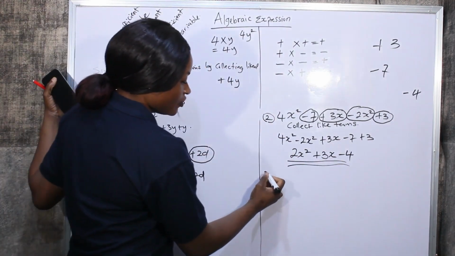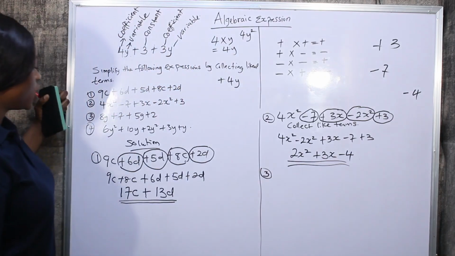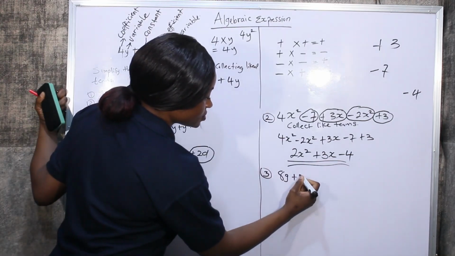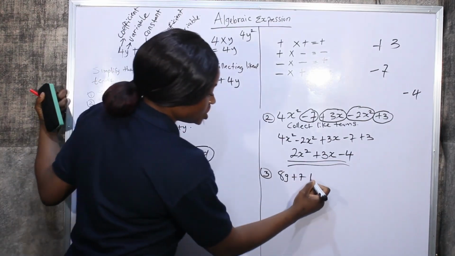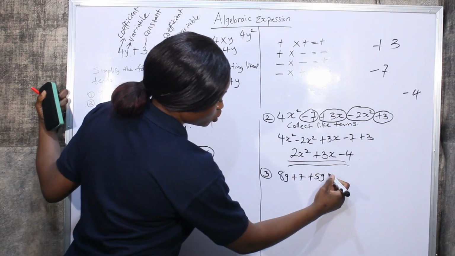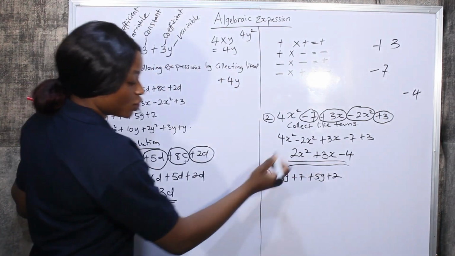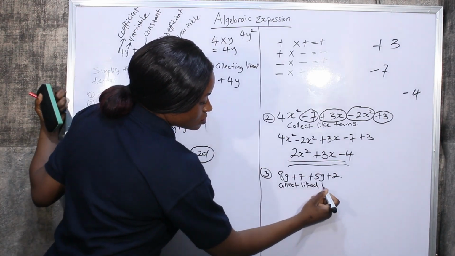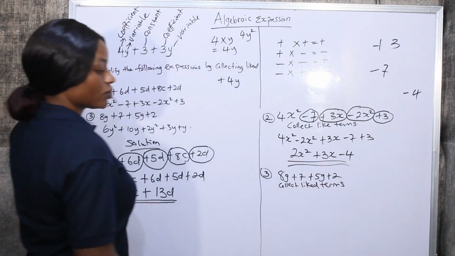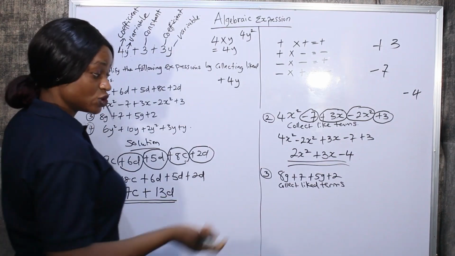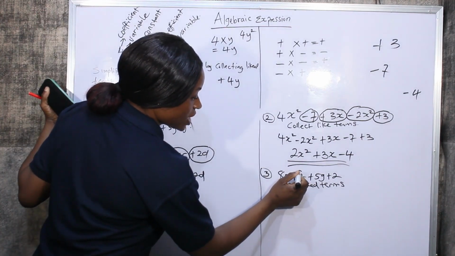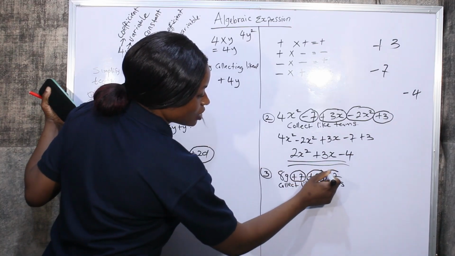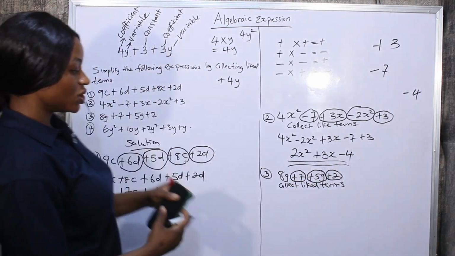Now let's go ahead and solve number 3. We have 8g plus 7 plus 5g plus 2. Remember, you collect your like terms. Collect like terms. Now, in order for you not to get confused, you can decide to circle. So you circle plus 7, circle plus 5g, and circle plus 2. So now let's collect the like terms.